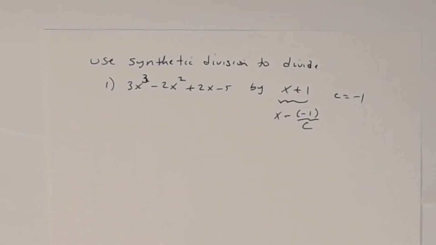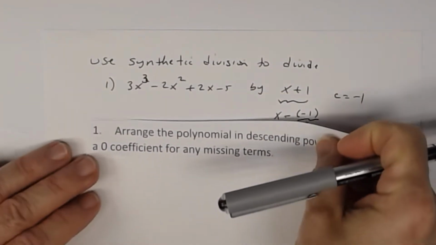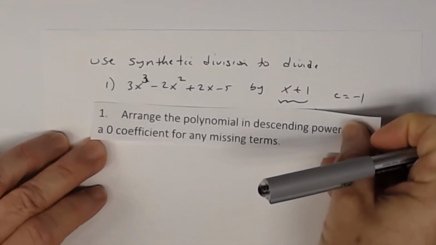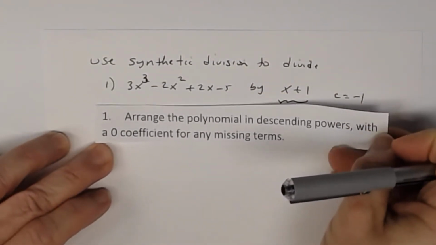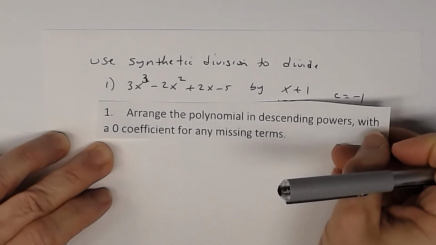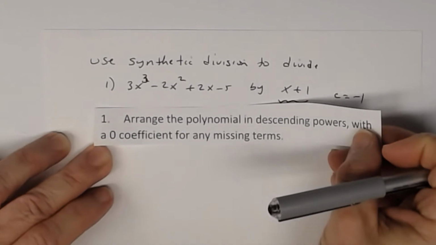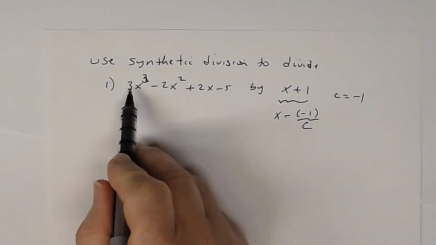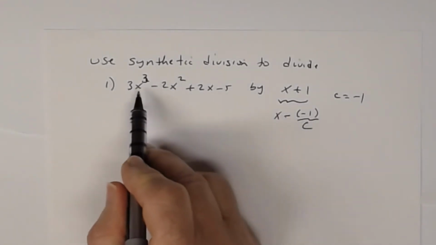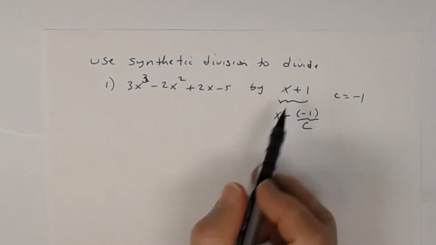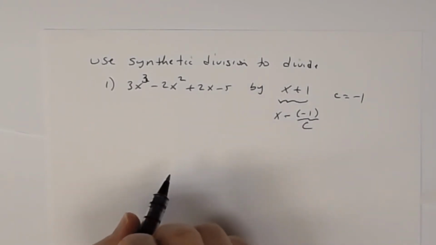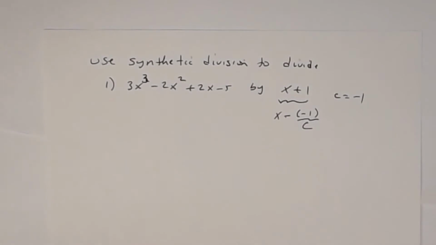All right. So let's look at step 1. Step 1 said arrange the polynomial in descending powers with a 0 coefficient for any missing term. That's the same thing we did with long division. Remember that with long division? So notice that these are already in descending order and there's no missing term. And this is in descending order as well. Okay, so that was step 1.